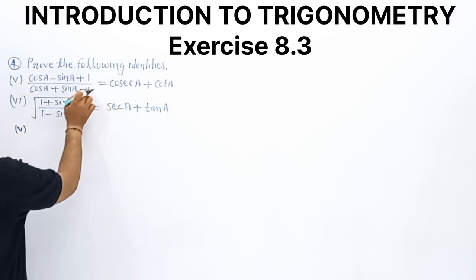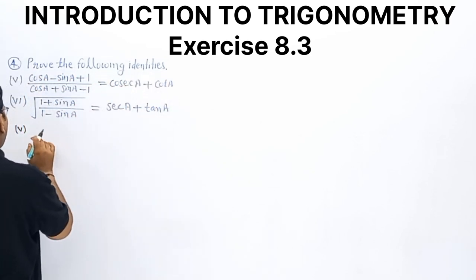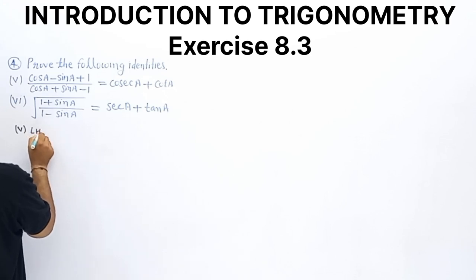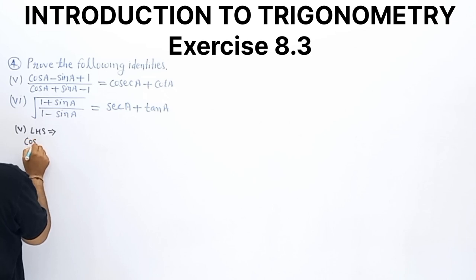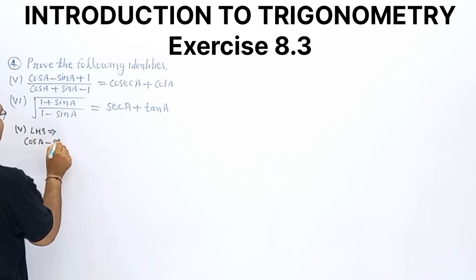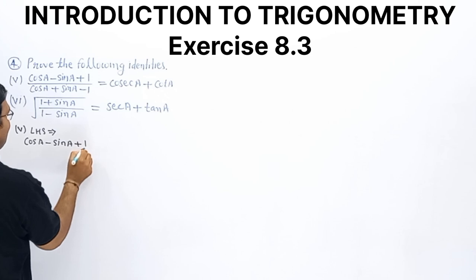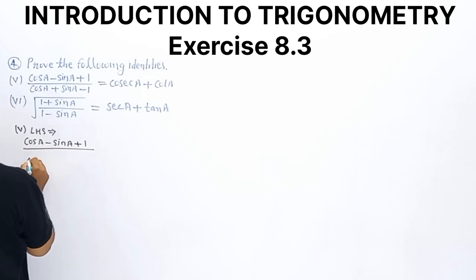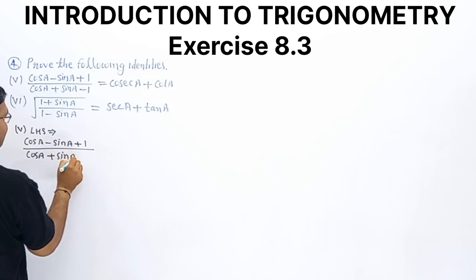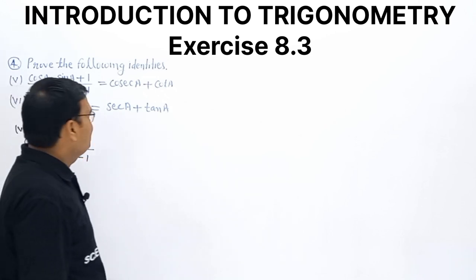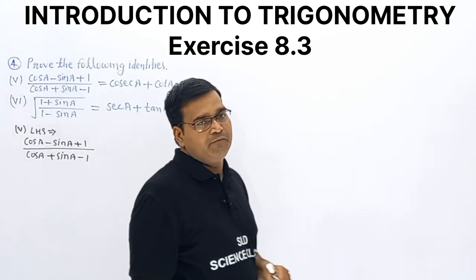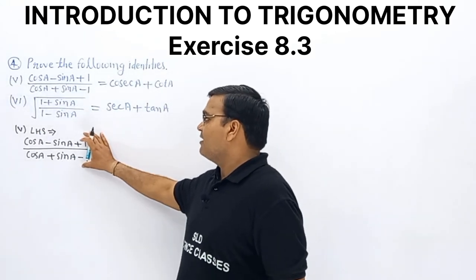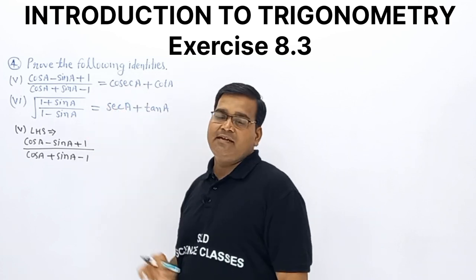So this will be the left hand side, and this will be the right hand side. I am taking the left hand side. Its left hand side is (cos A minus sin A plus 1) divided by (cos A plus sin A minus 1). We want the right hand side. What should we do in the left hand side so that we get the right hand side?